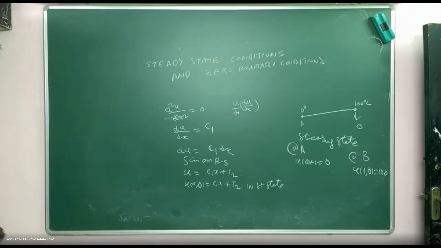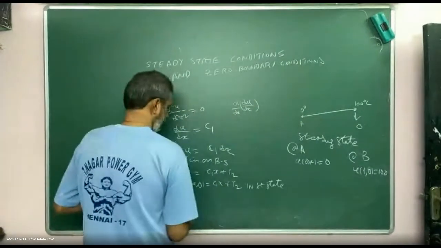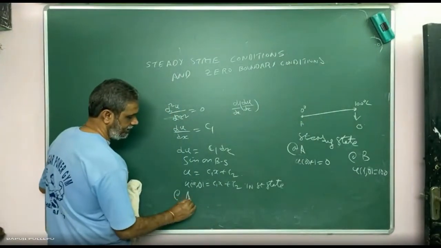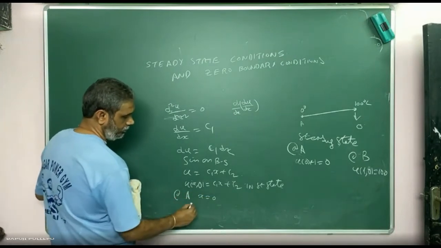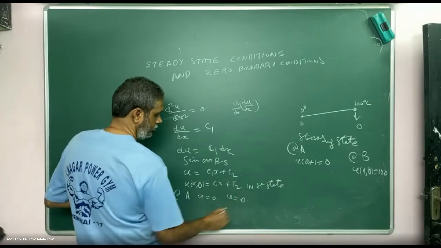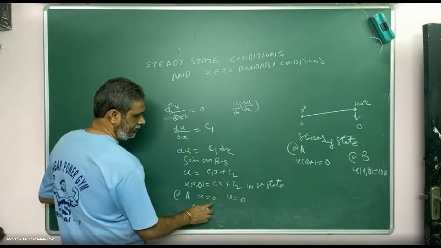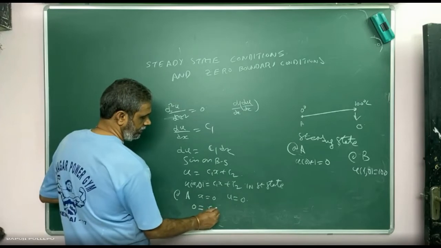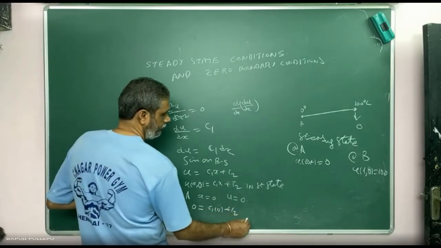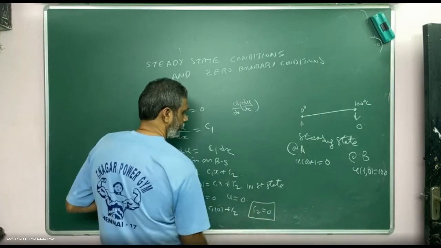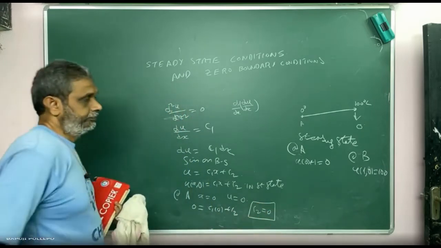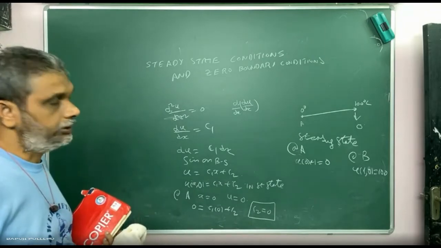Clear? Now apply the conditions. At x is equal to 0, what is the temperature? u is the temperature. At A, x is equal to 0, and u is 0. So 0 is equal to C1 into 0 plus C2. From this, C2 is equal to 0. Any problem?